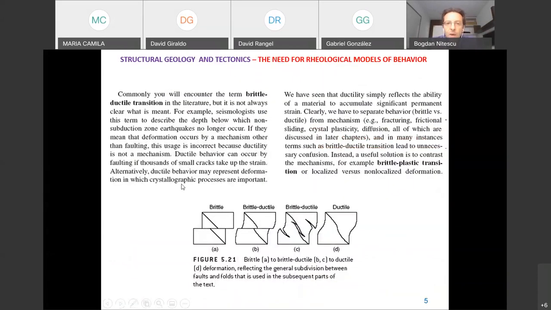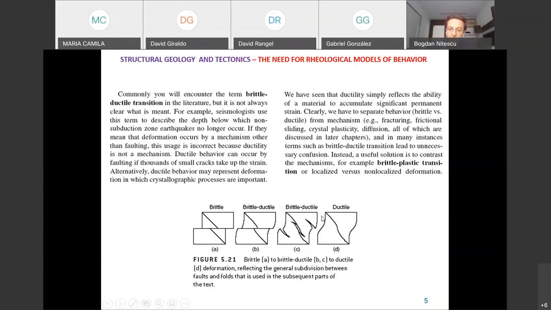All right. Now, I said here, the need for rheological models of behavior. You will use a lot in your professional life the words brittle and ductile. Fragile and ductile, I think, in Espanol. So the idea is that here is a bit of a confusion. When you look at this graph, you have an initial rock. You can imagine this as a rectangle with a diagonal marker. So you create a fracture. You fracture that block of rock, and you can say that this is brittle behavior, all right?